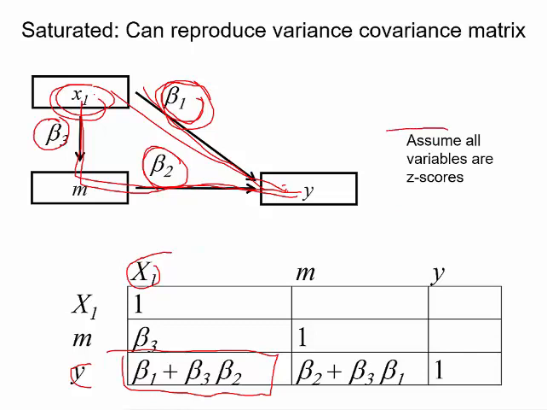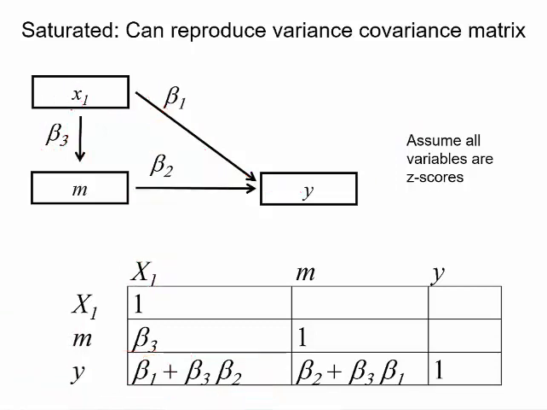And if everything's turned to z-scores, my total effect of x1 on y will actually be the covariance of x1 and y. So what I have down here is beta 1, the direct effect, plus beta 3 times beta 2, the mediated pathway. My direct effect plus the mediated pathway equals my total effect, which, if everything is standardized, is the same thing as my covariance. So you see how we could use my model to recreate and calculate the covariance between x1 and m, and the covariance between x1 and y.